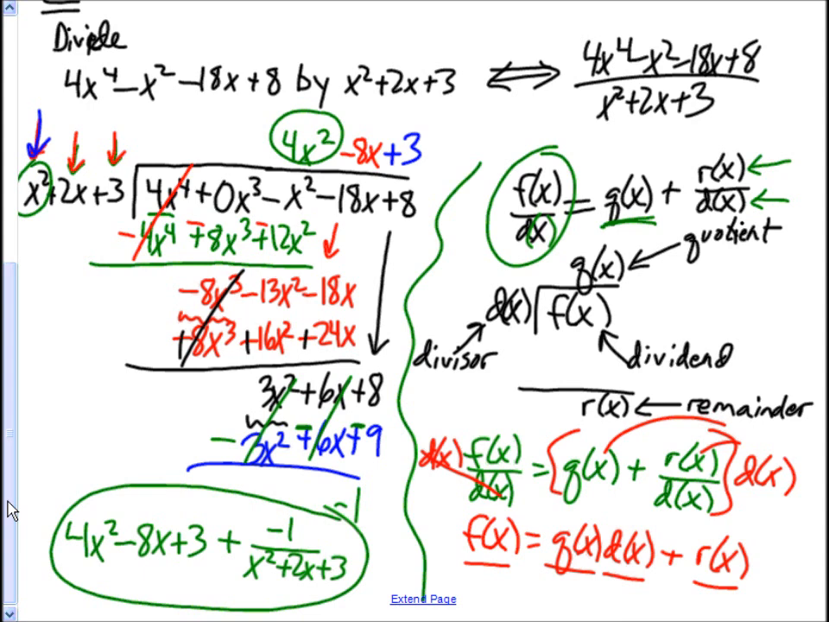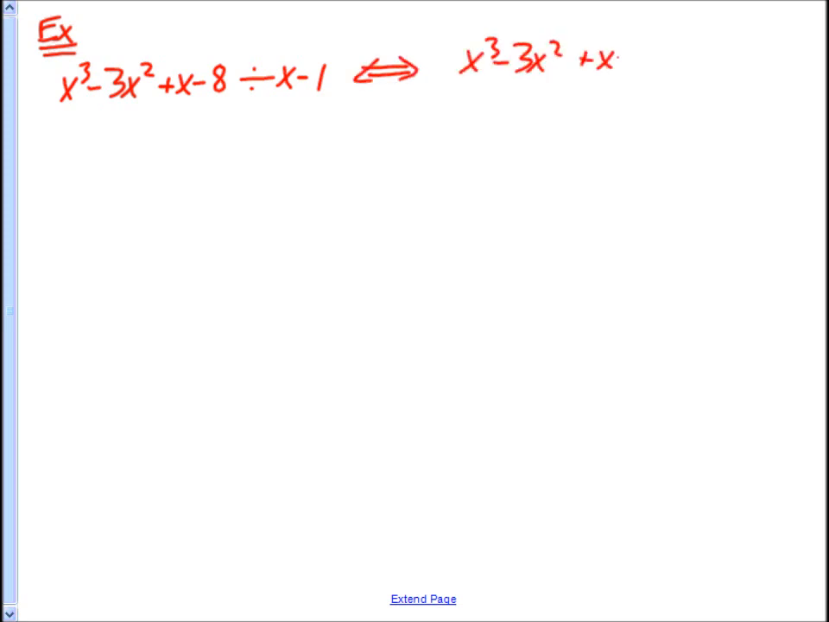Now let's do another one here. How about, let's divide these two. All right, let's divide that. Also written x cubed minus 3x squared plus x minus 8 over x minus 1, right?